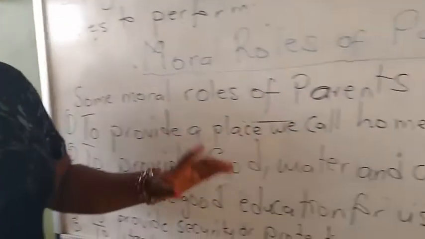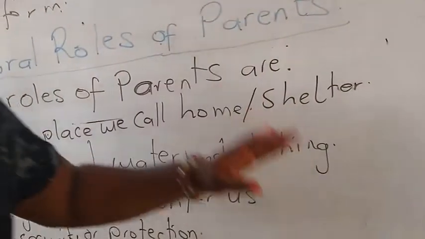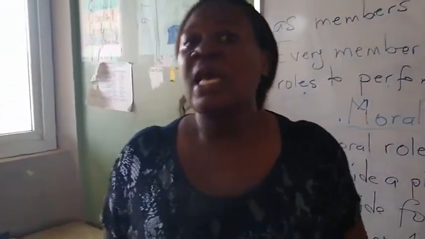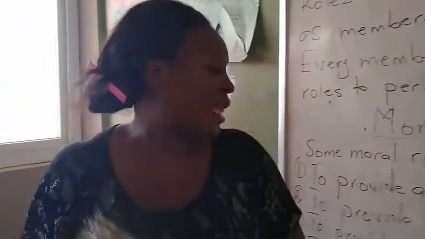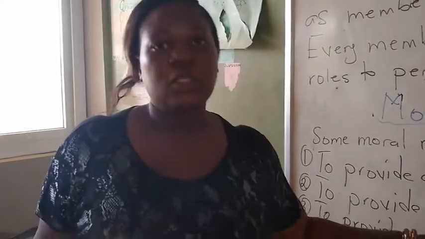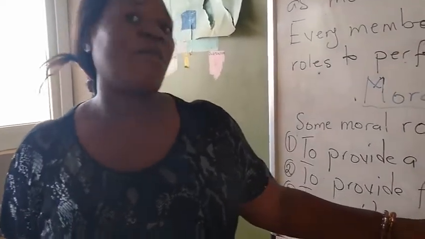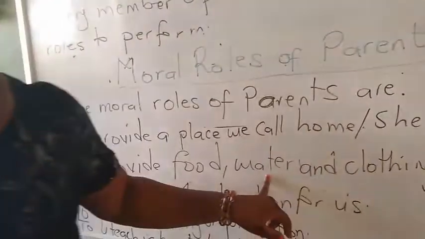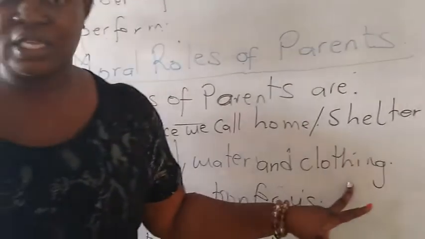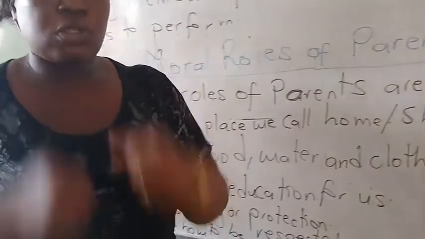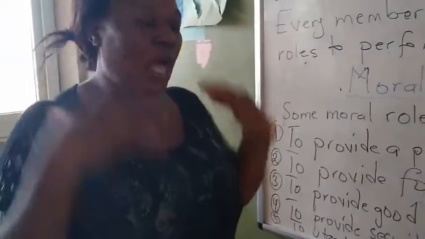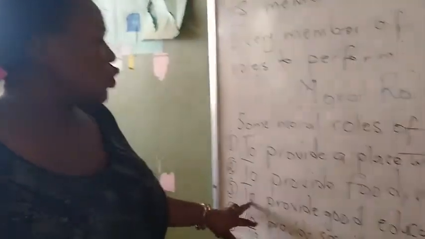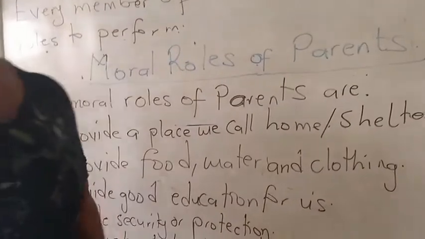2, to provide food, water, and clothing. So it's the responsibility of every parent, that is the mother and the father, to provide food for every member of the family, water for every member of the family, and clothing, what we are supposed to wear to cover our bodies. 3, to provide good education for us.